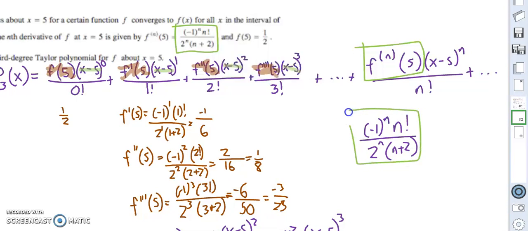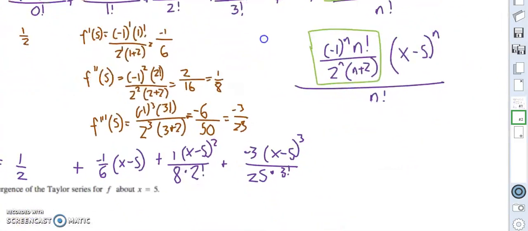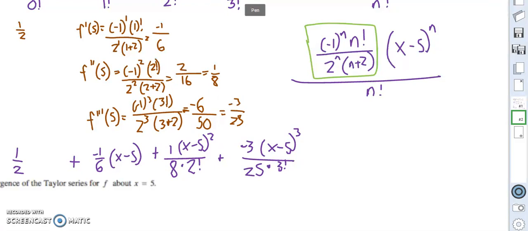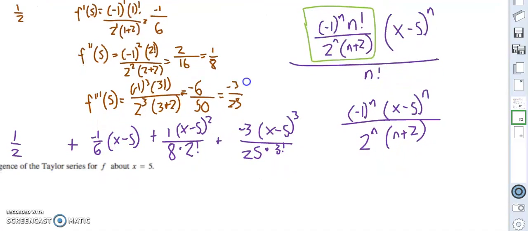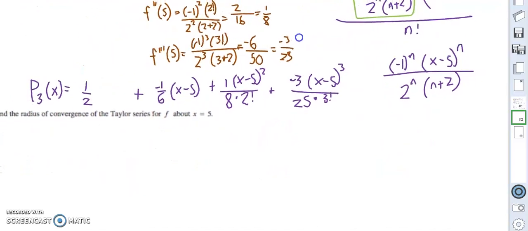That's me just doing that green box. But I still have to do times x minus 5 to the n over n factorial. My general term in this series is going to be negative 1 to the n. The n factorial on top and bottom are going to cancel, which is kind of nice. And I'm just going to have x minus 5 to the n over 2 to the n plus 2. So that's what I'm going to use to do a ratio test on, figure out what x can be that will still pass the ratio test.